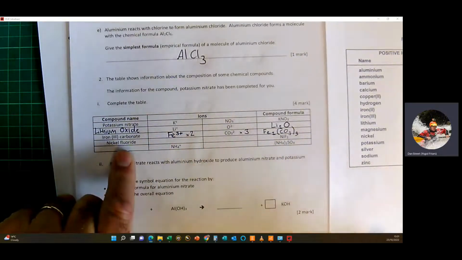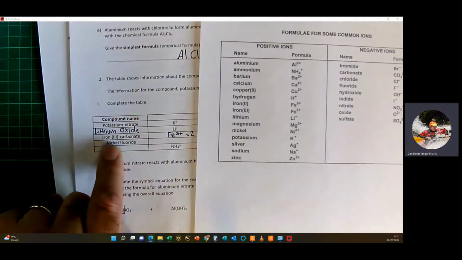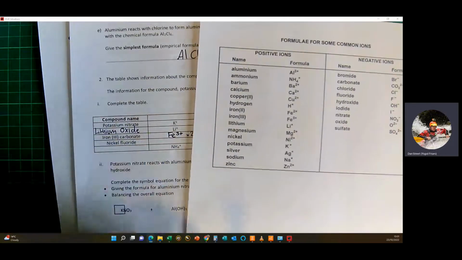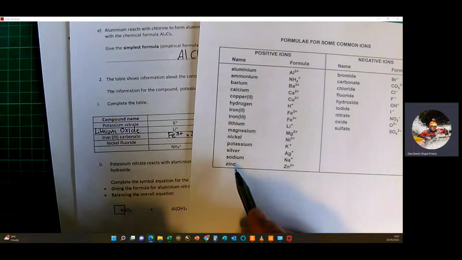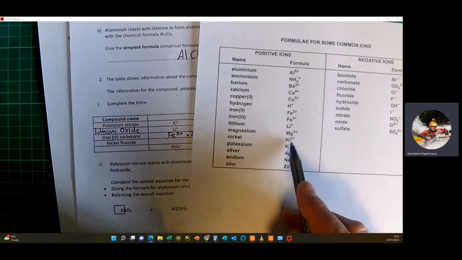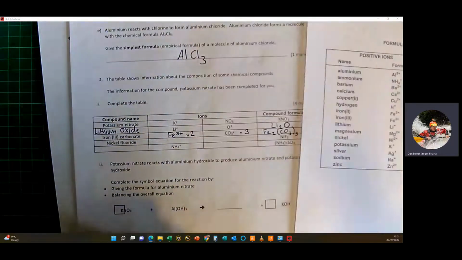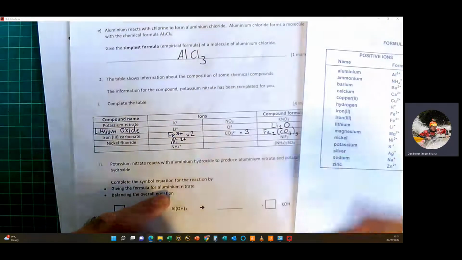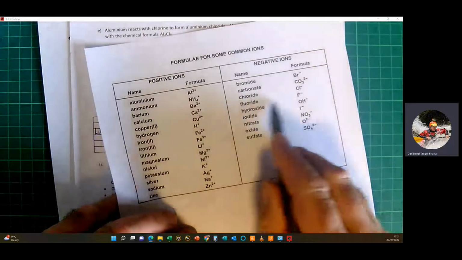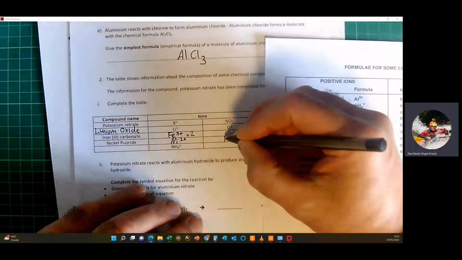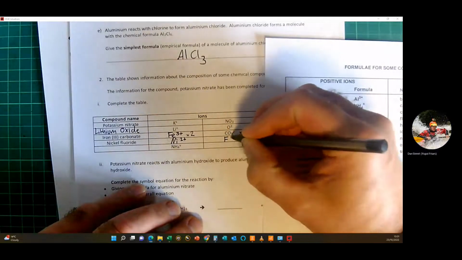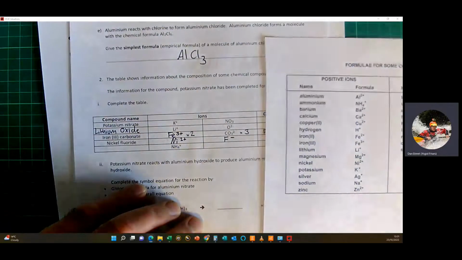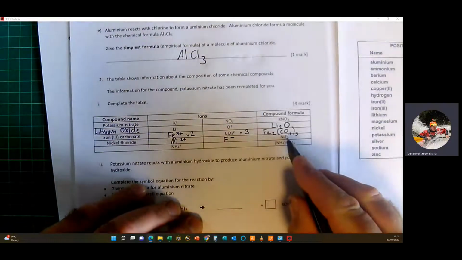Nickel fluoride. So for this one, we need to identify the symbols for the nickel and the fluoride ion. So nickel, okay, is on here somewhere. There he is. Ni2 plus. Okay, so that's Ni2 plus. And the fluoride, if we have a look on here, fluoride is here, which is F minus, or F1 minus if you want to add in the number. It's the same. Okay, and from that we've already got the formula.